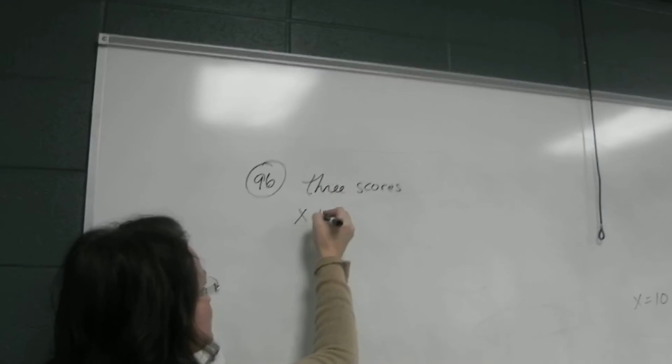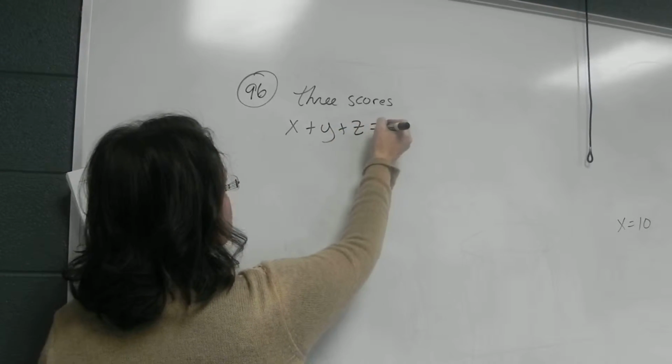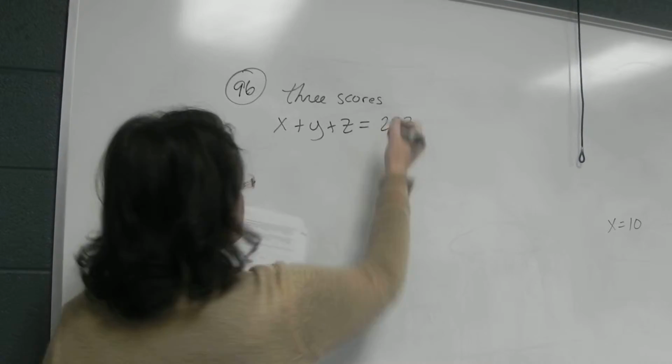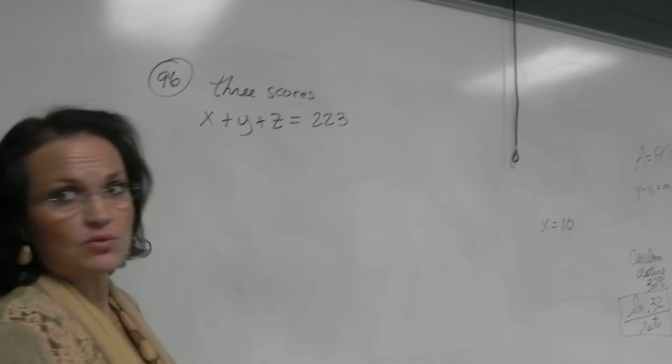I'm going to call those x, y, and z. So the three scores: x plus y plus z equals 223. And on your paper, you might have used A, B, and C, or whatever you want.